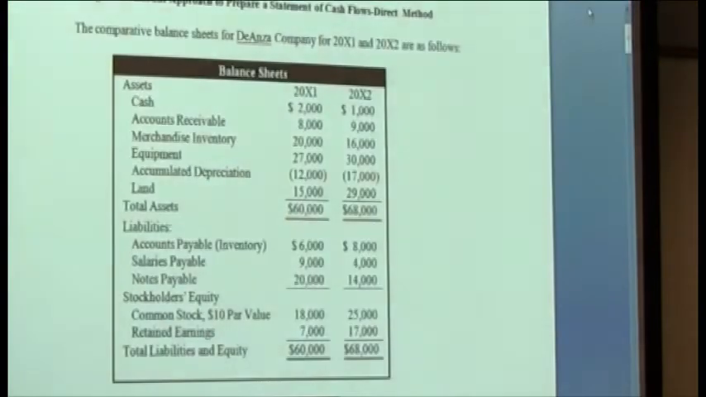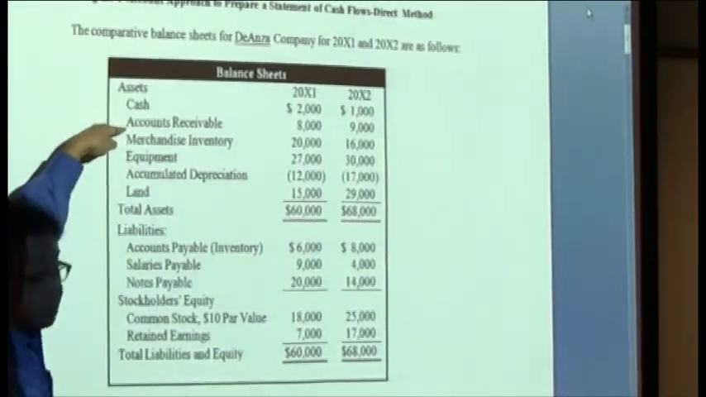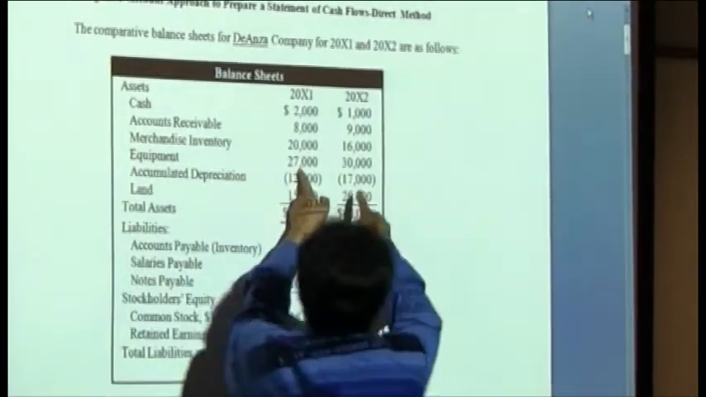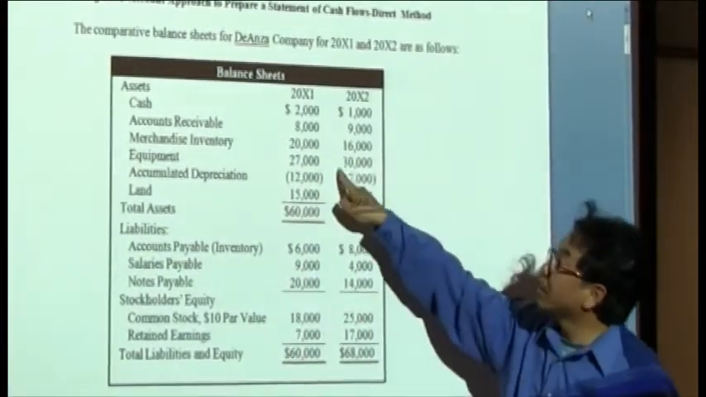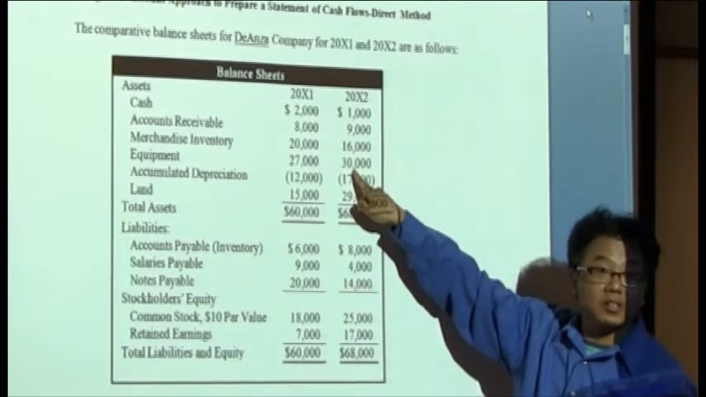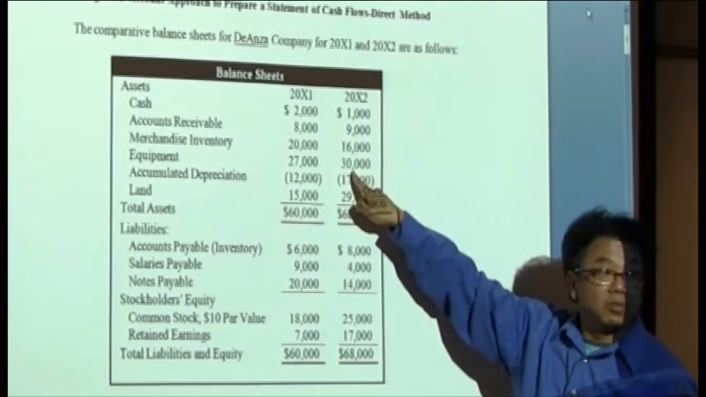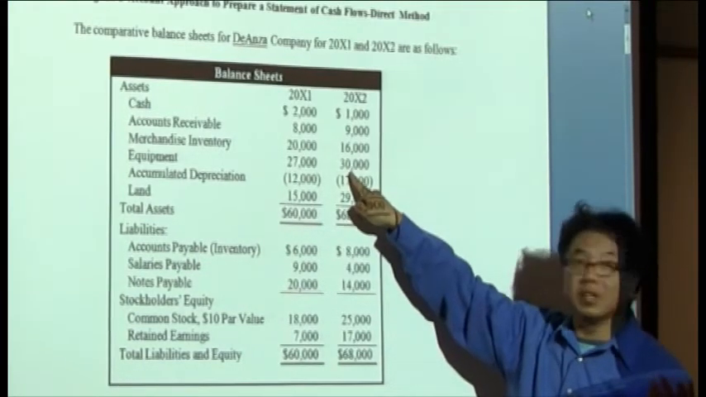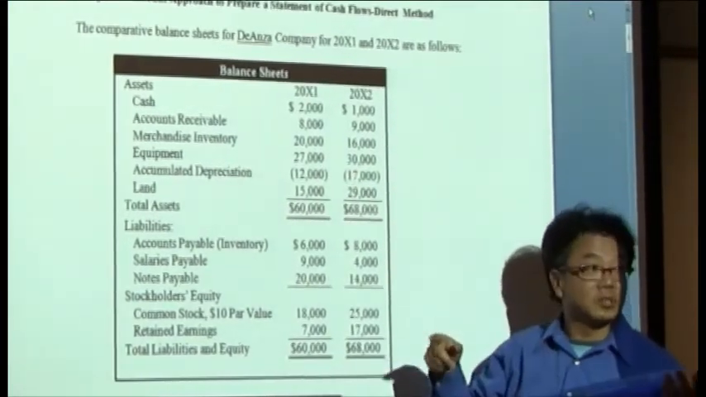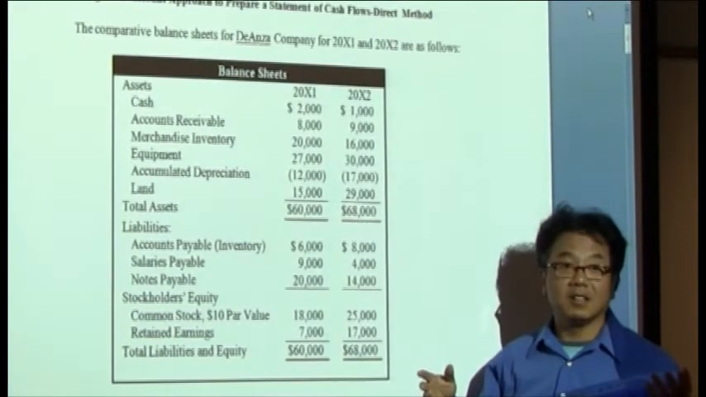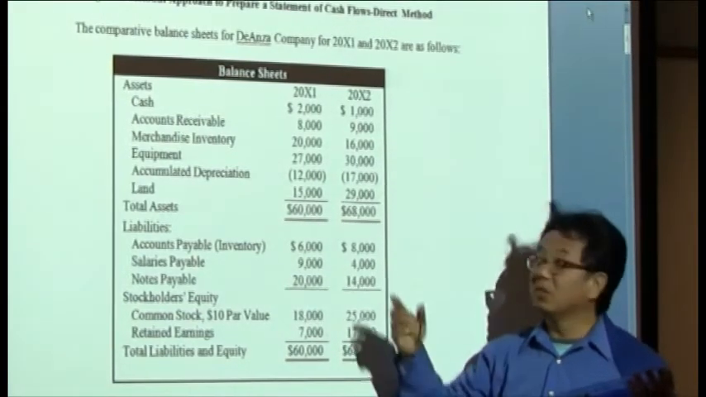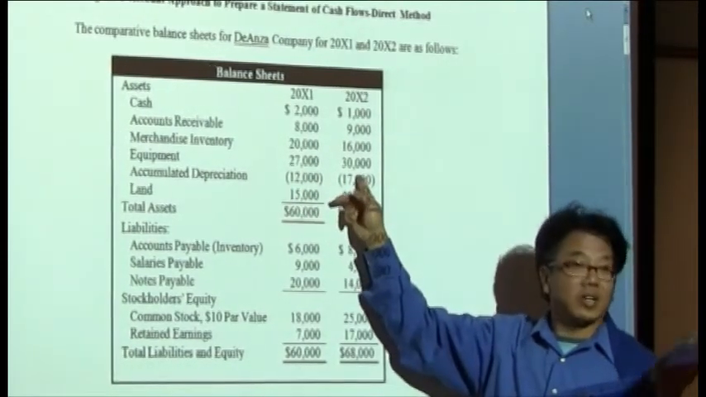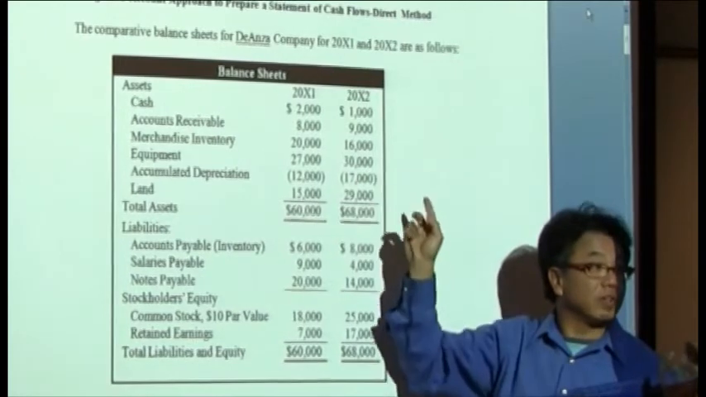Did you cross this line out? This line out? This line out? Now right here, equipment. What happened to equipment? 27 to 30,000. What happened year to year? Increased by 3,000. Why is it increased? Is there any way you can increase machinery without buying it? Let's say this machinery equipment account drops. Then what can you infer if it drops?